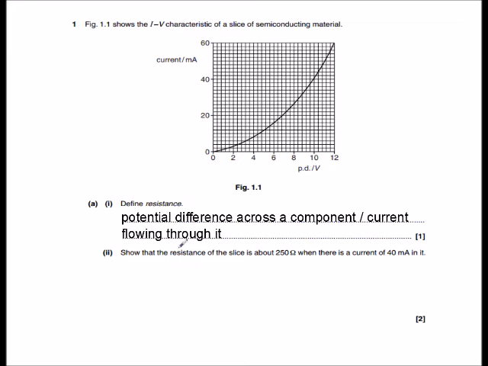The second part says show that the resistance of the slice is about 250 ohms when there's a current of 40 milliamps in it. We know that resistance is equal to the voltage across a component divided by the current flowing through it. We have the current, but we don't have the voltage. What we need to do is use the graph to find that. So we go up to 40 milliamps, we read across on the graph, and then we read the voltage, and we can see that that's 10 volts. So now we have all the information to work out the resistance.